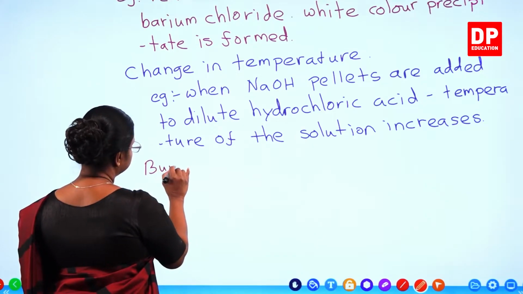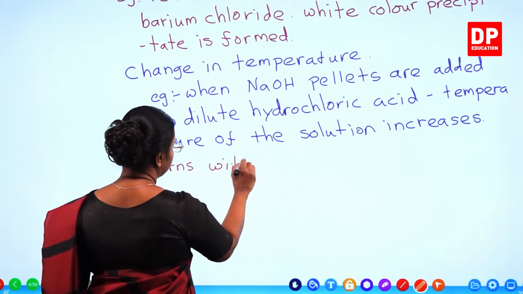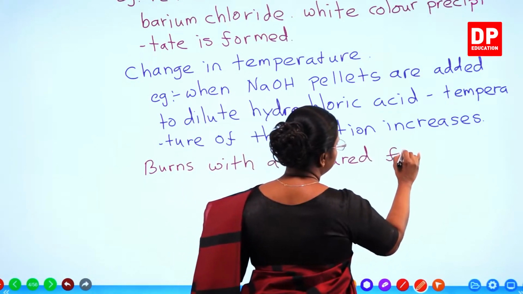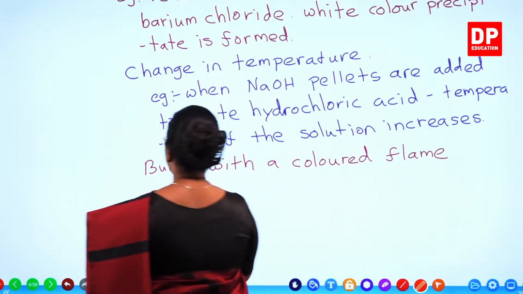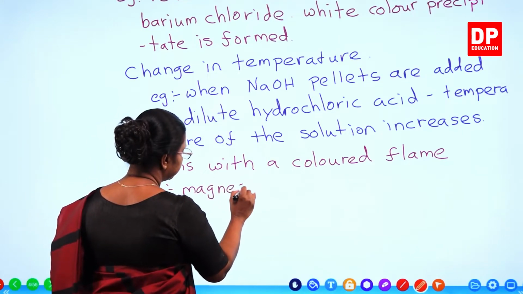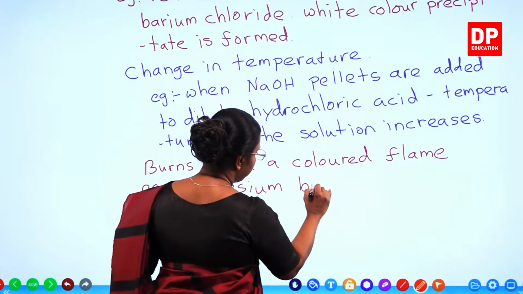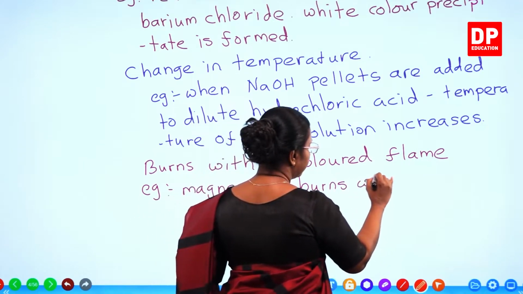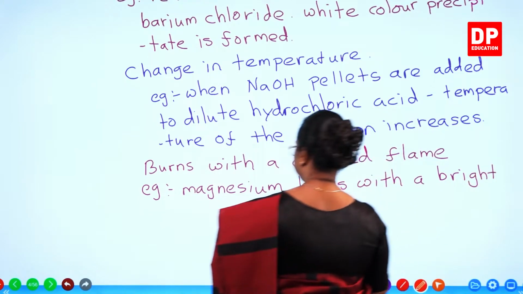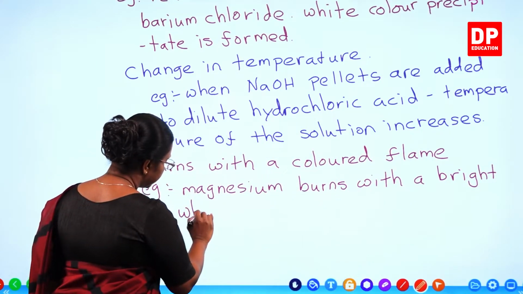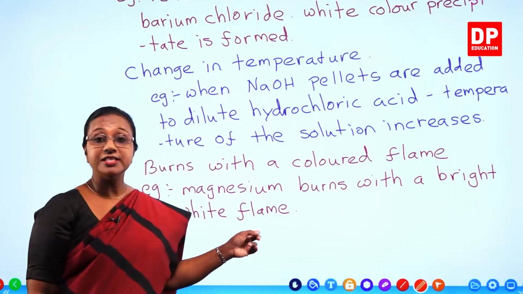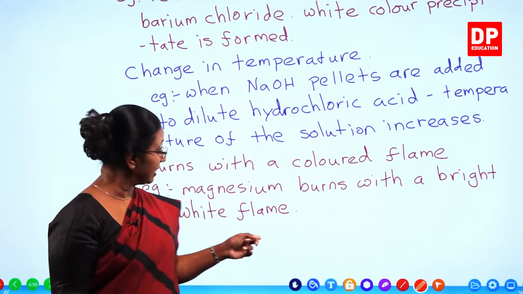Burns with a colored flame. And the example is magnesium burns with a bright white flame. You all saw this activity when I did it in the lab in the same lesson.